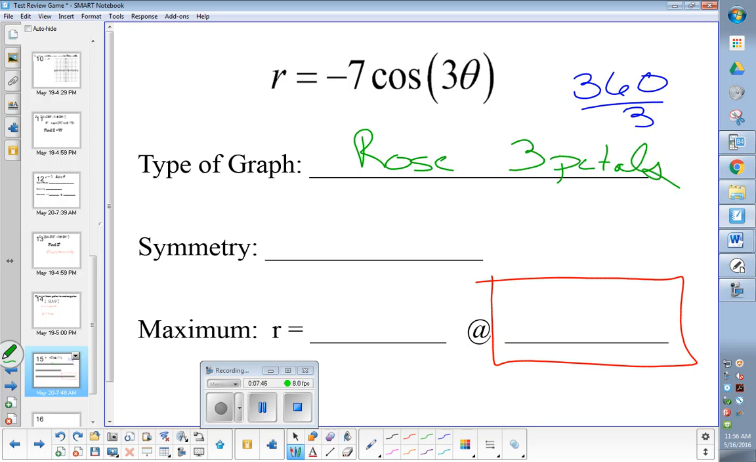All right, next thing we're talking about is symmetry. What type of symmetry does this one have? X-axis. Why is that? Because it's cosine, it has x-axis symmetry.